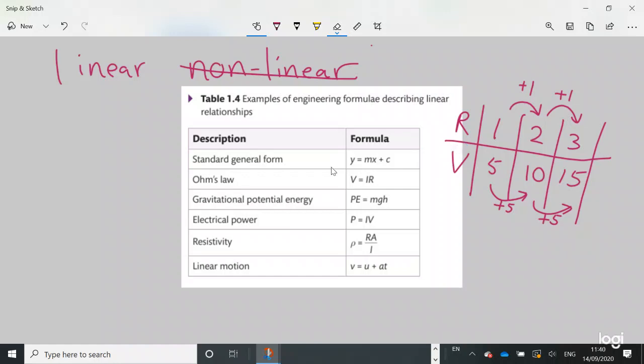Ohm's law is that an increase in voltage should give you an increase in resistance. That's the definition of Ohm's law. Because they are proportional, V must equal IR, and I is the factor of the increase. So Ohm's law is a law. This is a formula that relates voltage, current, and resistance.